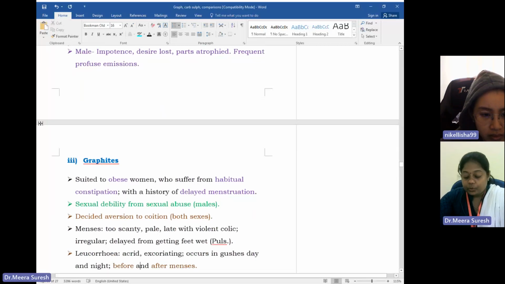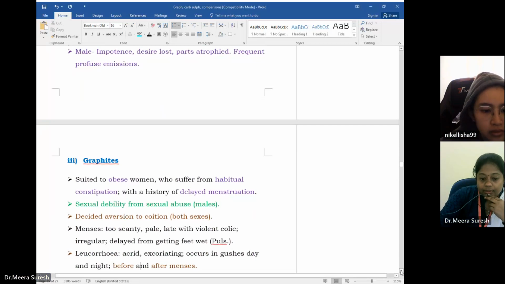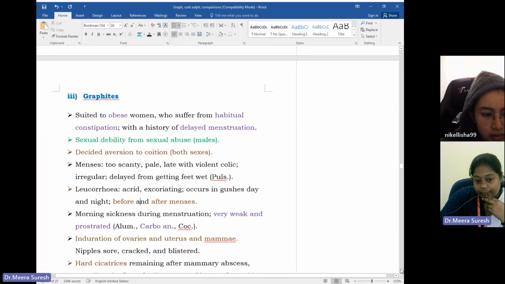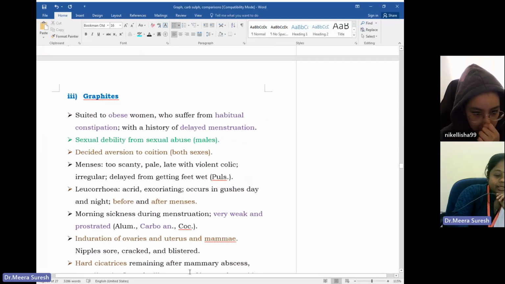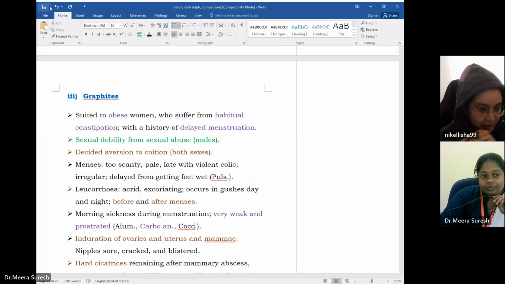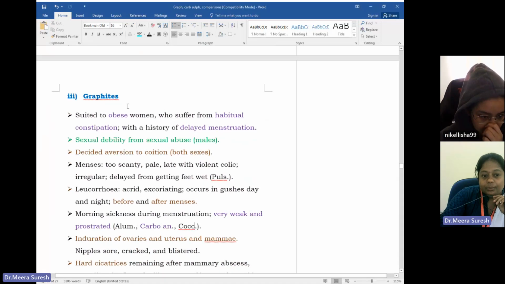They have given very weak and prostrated, and in that they have put carbo animalis. When we remember this drug as such, it went from my memory. When we say very weak and prostrated during menses, the three remedies that we remember, as I as a student had to remember, were these three: cocculus, alumina, and carbo animalis. Graphitis doesn't come much over there, but that's a feature in graphitis also.